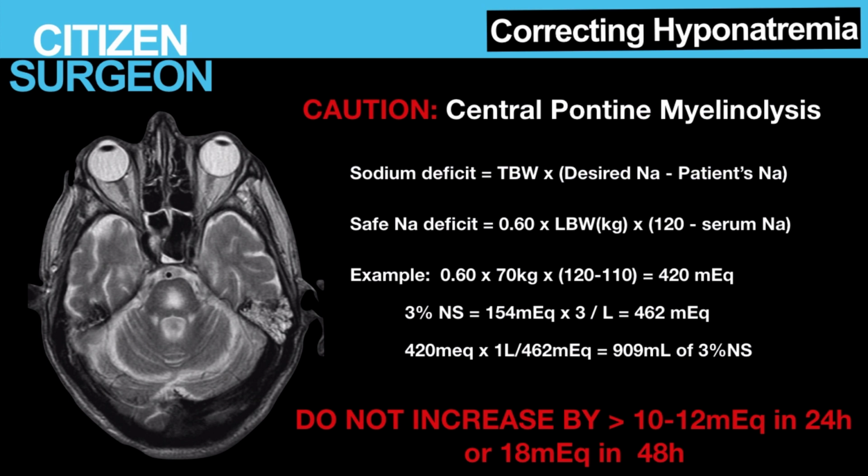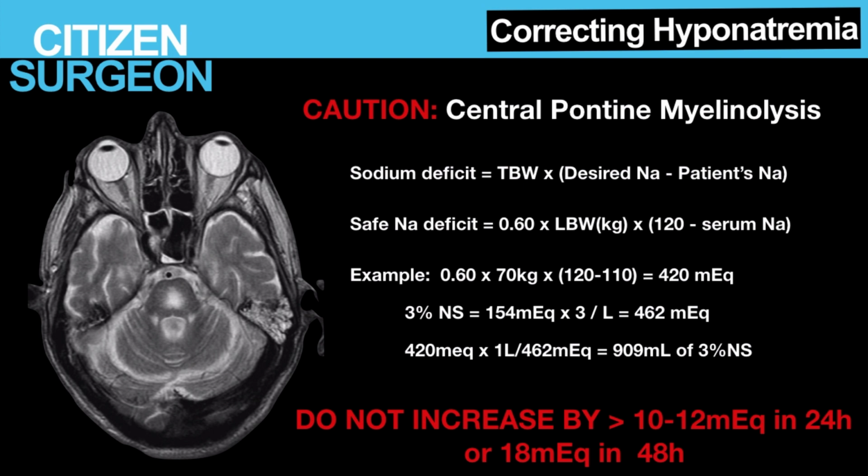So let's go through how you would actually correct a sodium deficit. The sodium deficit is equal to the total body water times the desired sodium minus the measured sodium. So let's say you want to get a safe correction of a sodium deficit. Safe correction would be 0.60, which is the total body water, times the lean body weight, times a desired sodium. And that level, a safe level, would be bringing it up to 120. You don't need to bring it up to 145, minus the serum sodium.